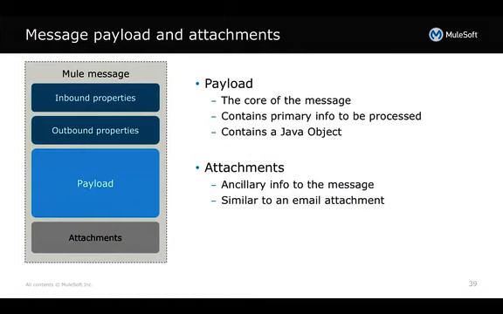It contains the primary info we'll be processing, and essentially is containing a Java object. Attachments are ancillary info to the message. Transports like email or SOAP might use the attachment scope.